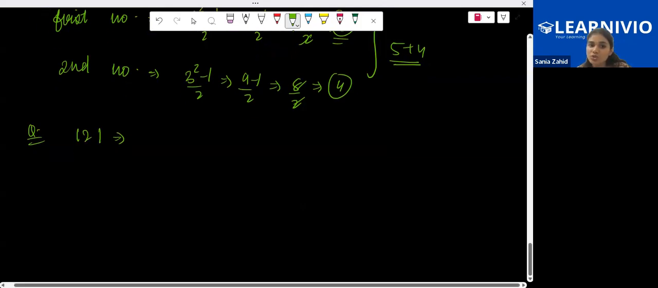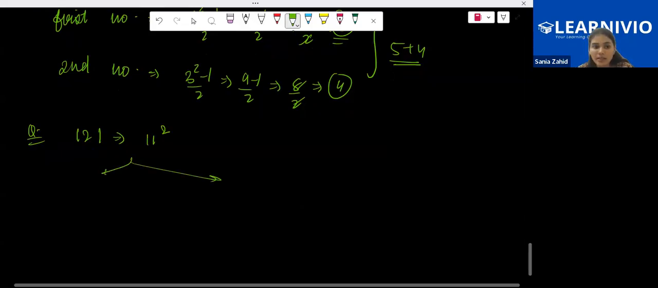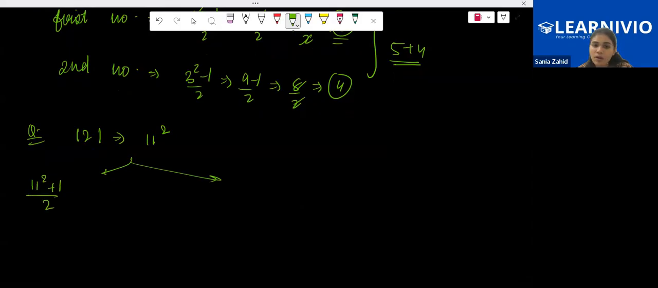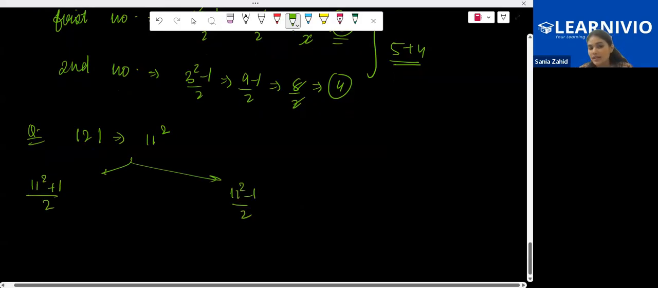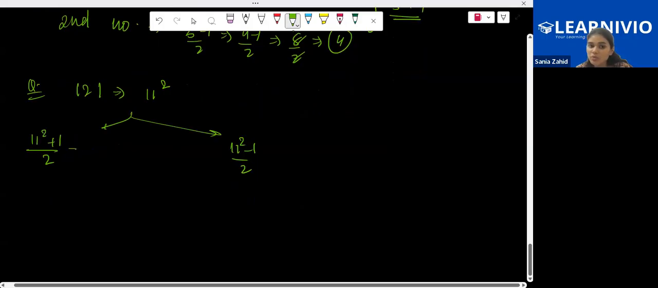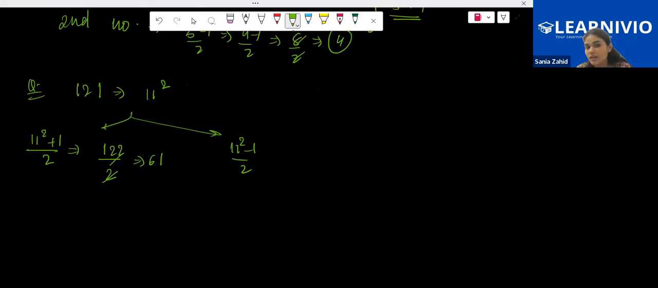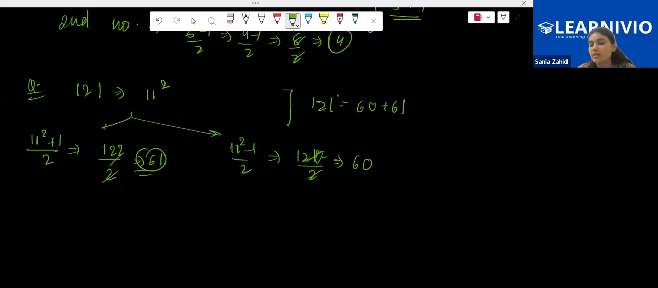11. So 121 can be written as 11 square. Now the two numbers will be (11 square plus 1)/2 and (11 square minus 1)/2. That means (121 plus 1)/2, that becomes 122 by 2, which is 61, and (121 minus 1)/2, that means 120 by 2, that becomes 60. Hence 121 can be expressed as 60 plus 61.